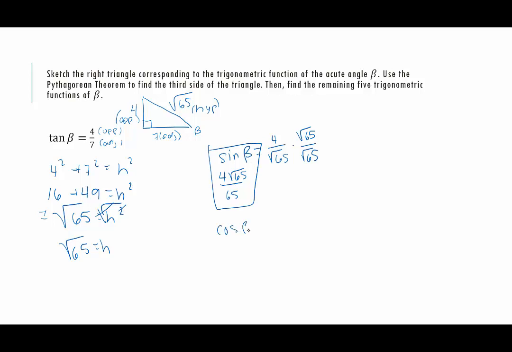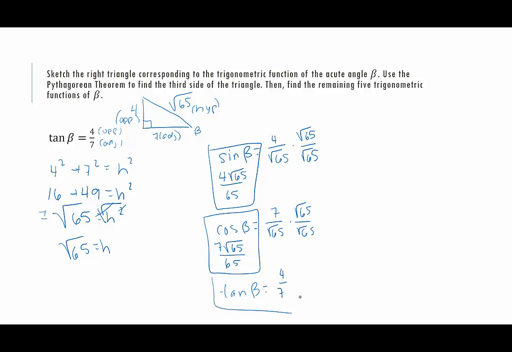Cosine of beta is adjacent, which is 7, over the hypotenuse, root 65. We do the same thing and multiply by root 65 over root 65. We get 7 radical 65 over 65. Tangent, I think, is going to be rational. Hooray! Tangent of beta is opposite 4 over adjacent 7, and we can't simplify that, so it stays like that.